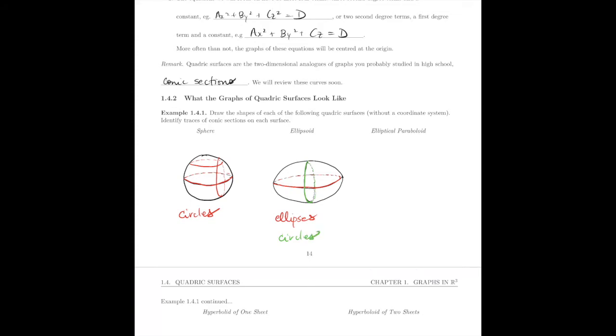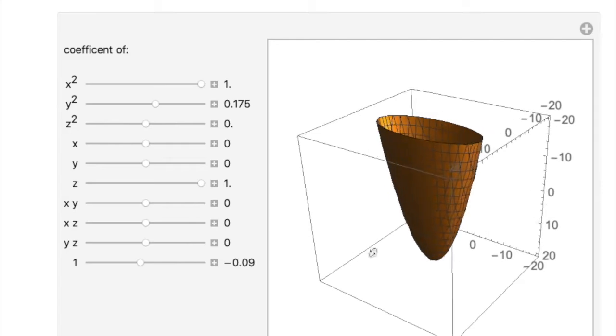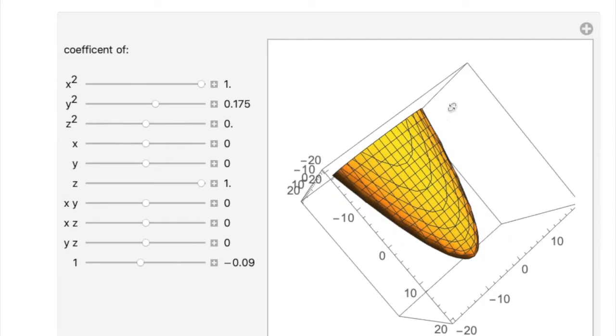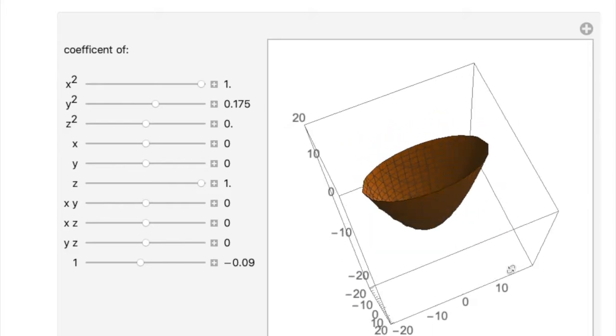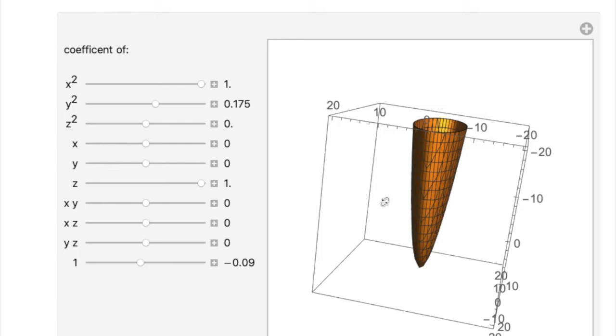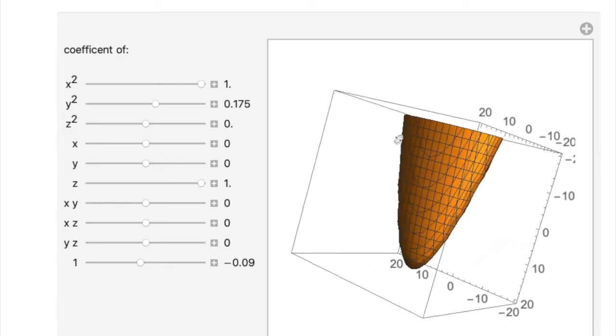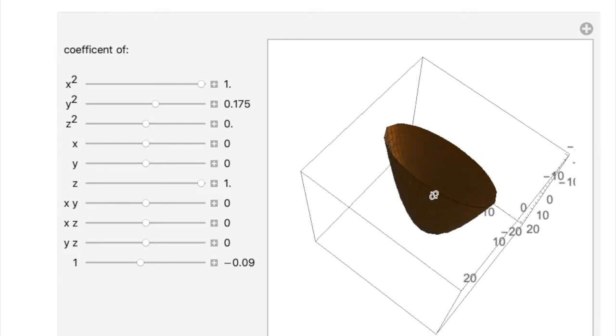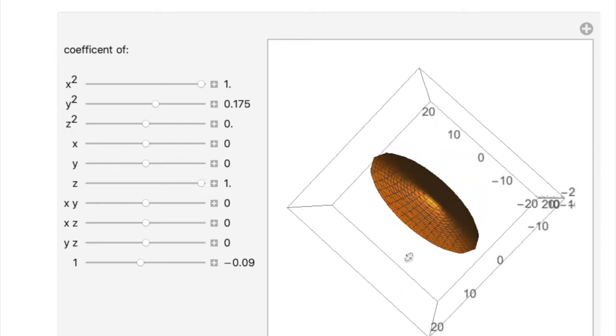So let's go now and look at the graph of an elliptical paraboloid. Here's the graph of an elliptical paraboloid. Notice that all of the curves drawn on the surface of the elliptical paraboloid are parabolas and ellipses.